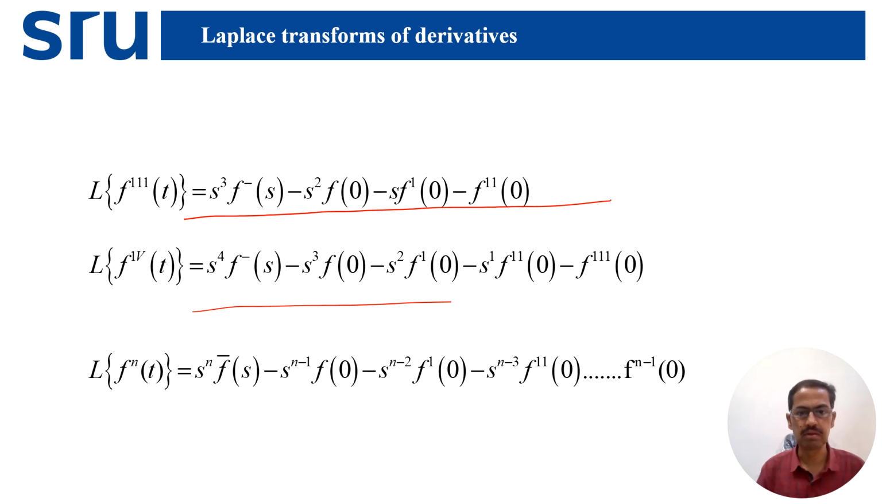The fourth order derivative. The third order derivative starts with s cube f bar of s, and the power of s decreases: s square, s, and s power 0. Here, f bar of s, then f of 0, f dash of 0, f double dash of 0, like that. So the third derivative ends with f double dash of 0, the fourth order derivative ends with f triple dash, and the nth order derivative ends with the (n minus 1)th derivative. Like that, here s power n minus 1, n minus 2, n minus 3 and so on, down to s power 0.